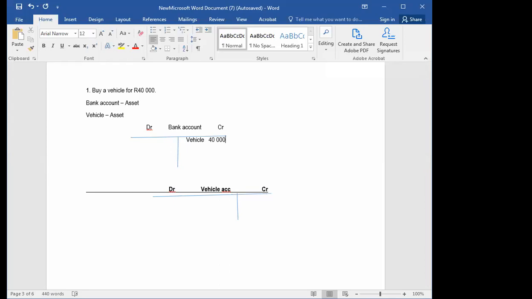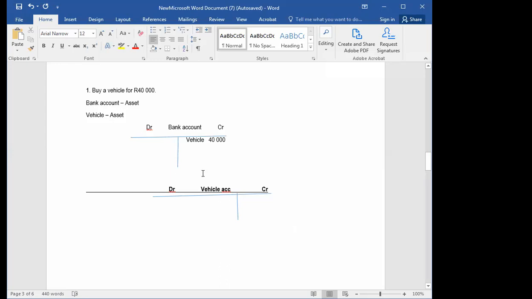Whenever money is going out from the business bank account, the bank account will decrease. The more you draw your money from your bank account, your money will decrease. You have 10,000 and then you withdraw 5,000, you're left with 5,000 because you are taking money. So the owner of the business has decided to buy this vehicle of 40,000. Automatically, the money in the bank of the business will decrease on the credit side.